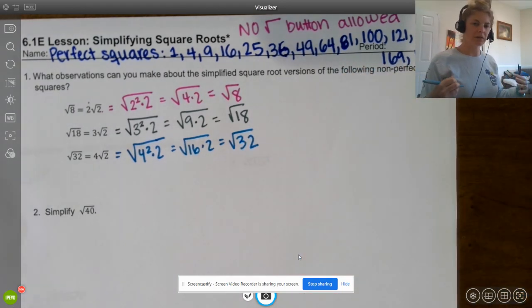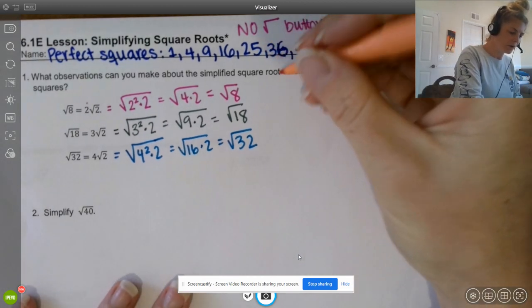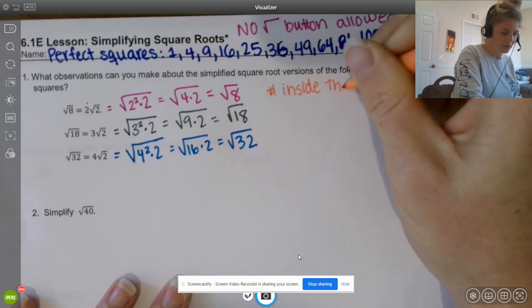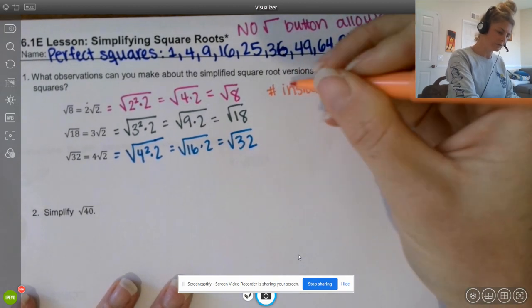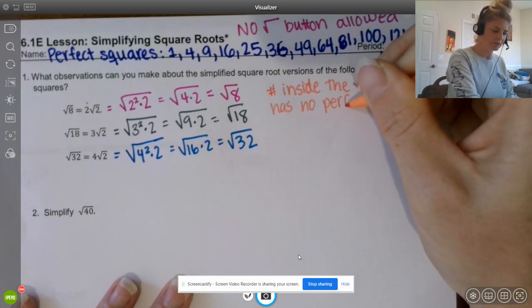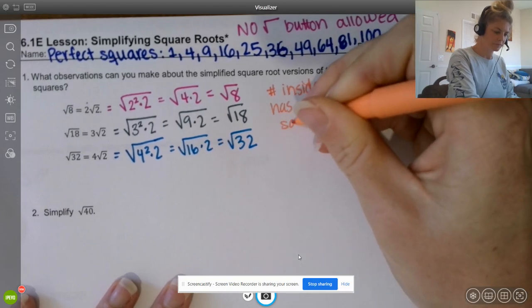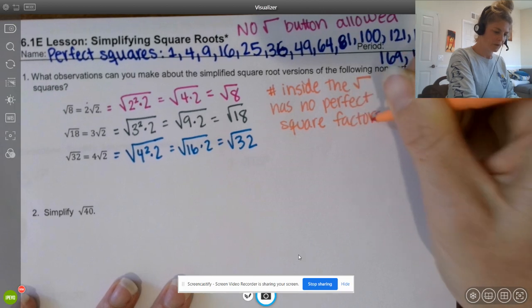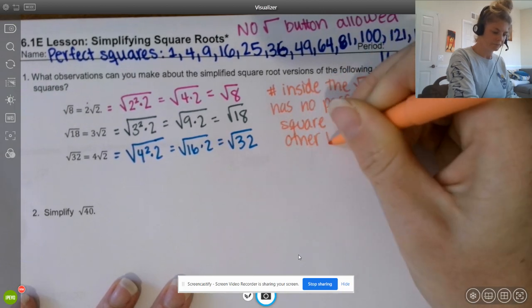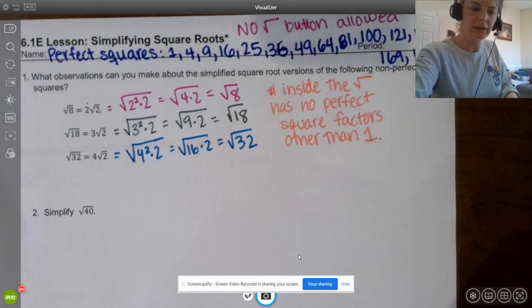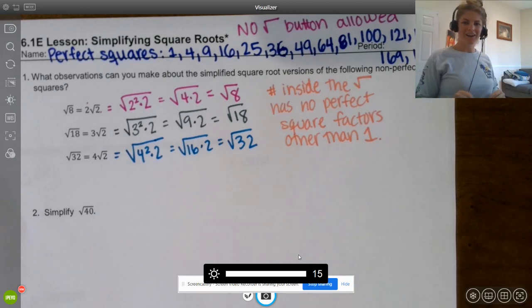So note, if we are in completely simplest form, what we are looking for is that the number inside the square root, or the radical, has no perfect square factors other than 1. Excellent. Really nice job. Okay.